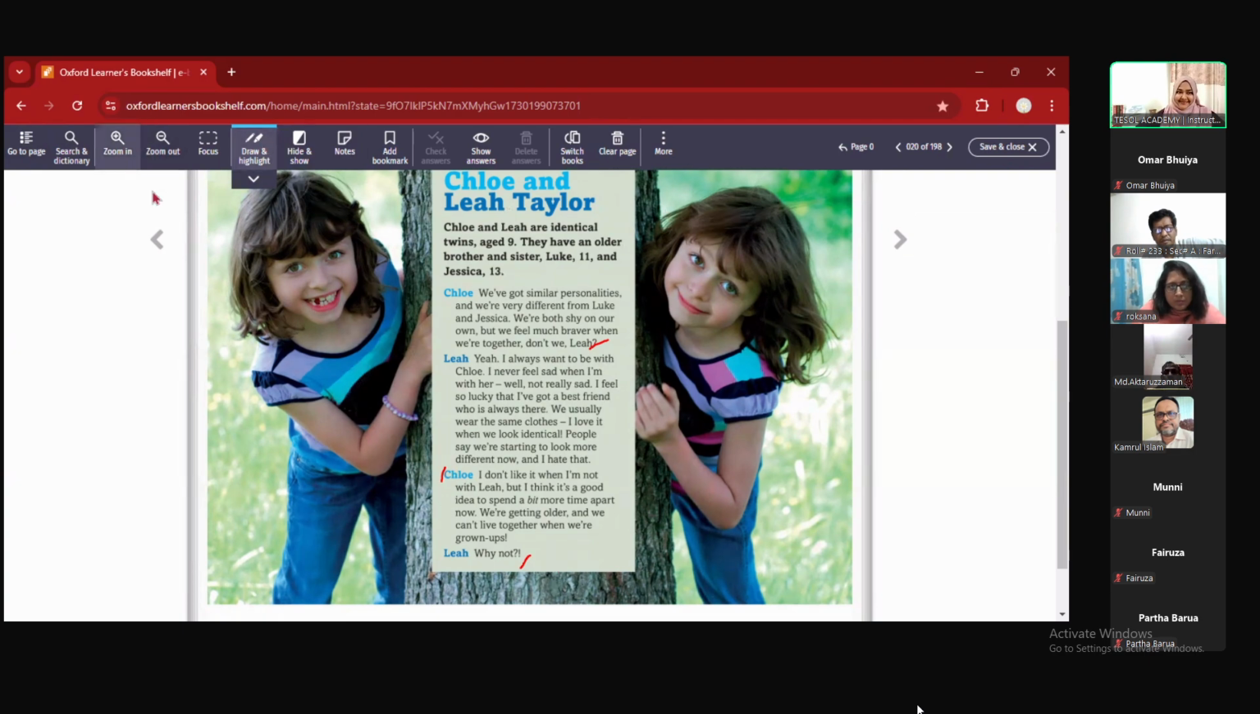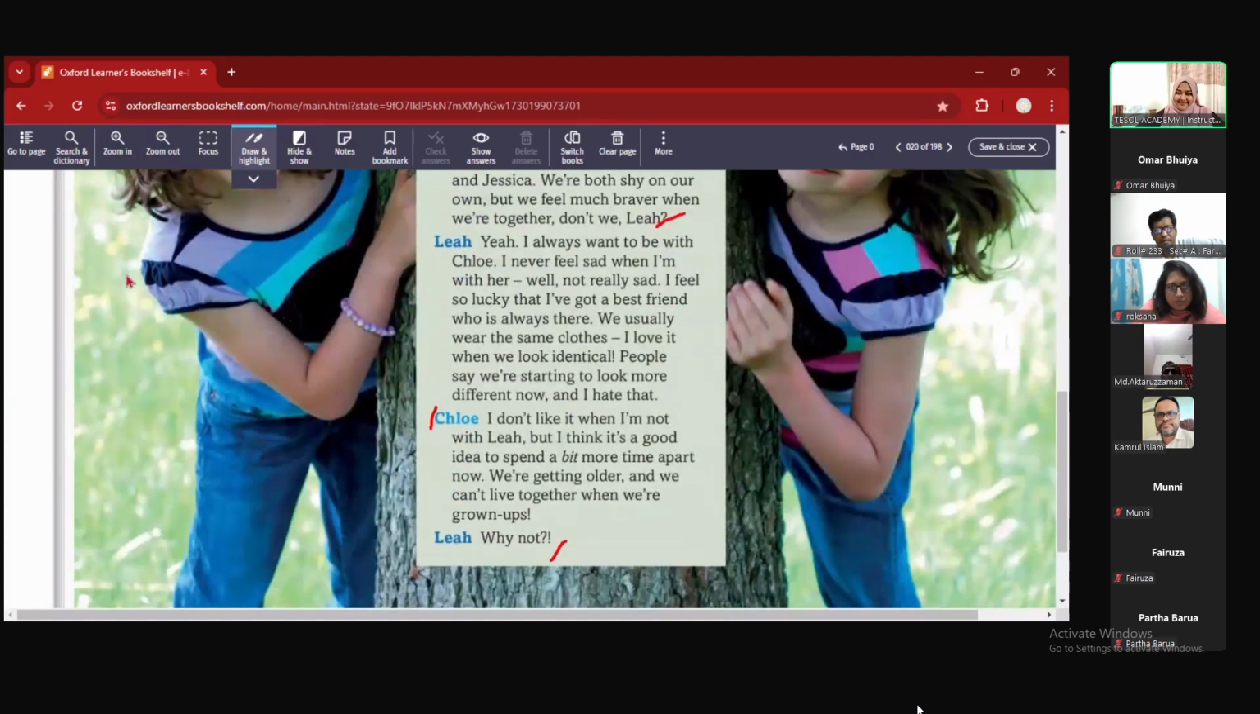Chloe, I don't like it when I'm not with Leah, but I think it's a good idea to spend a bit more time apart now. We're getting older and we can't live together when we are grown ups. Leah, why not?